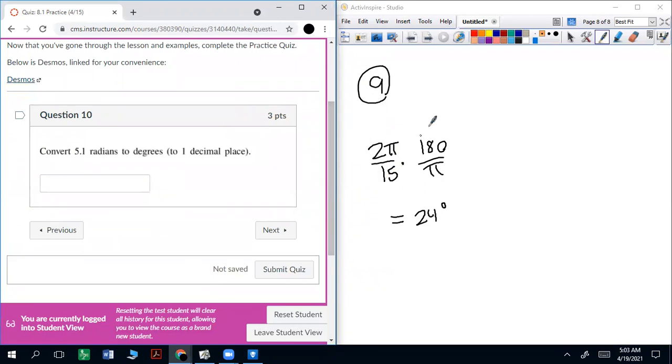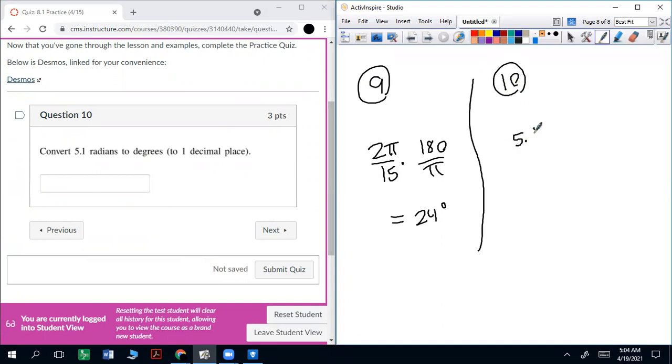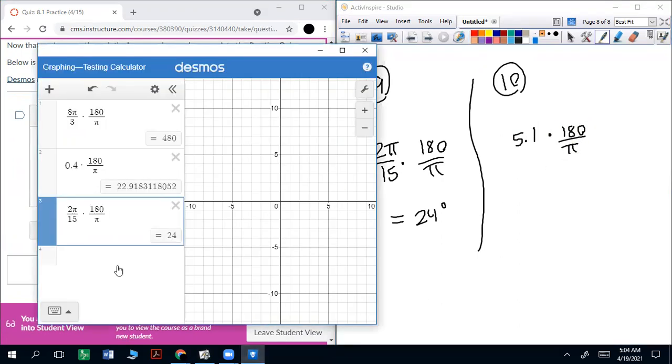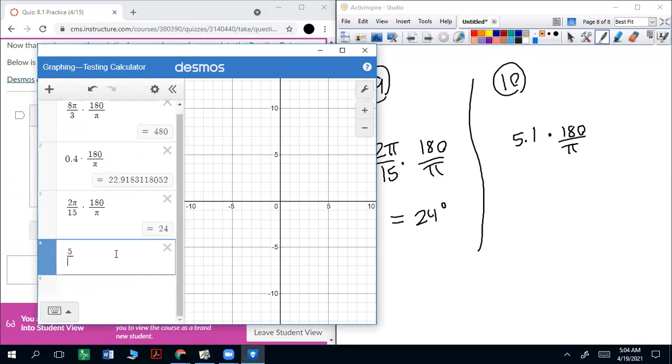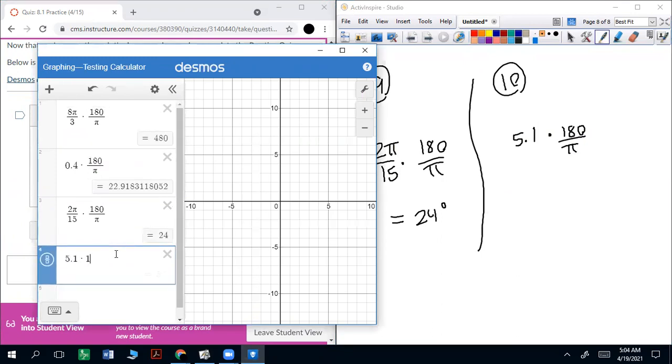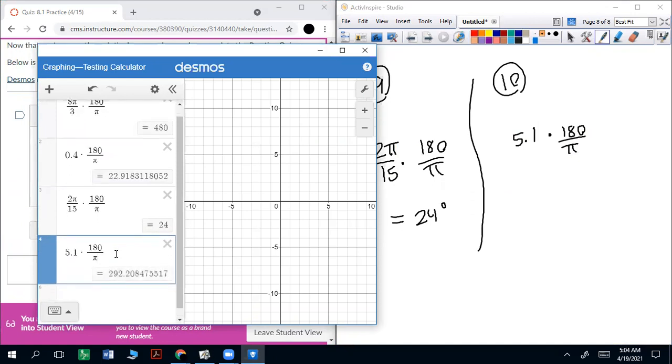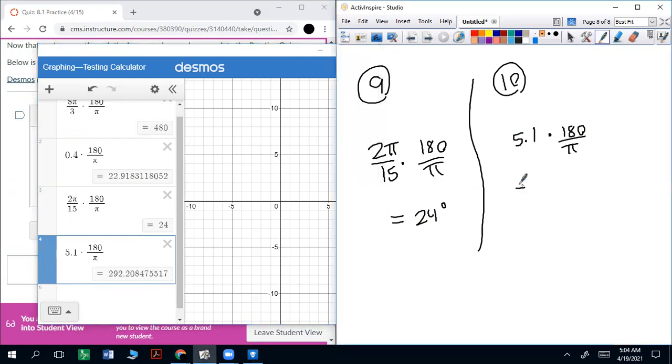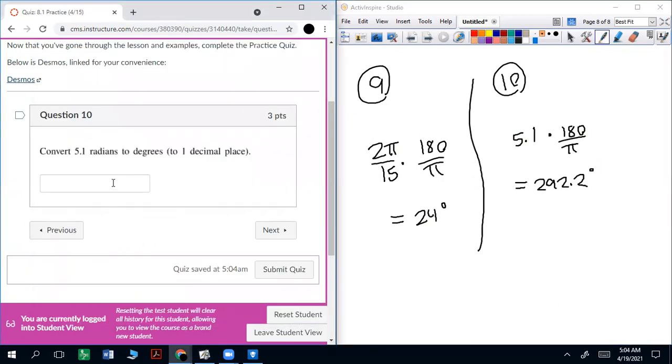Number 10. For 5.1 radians to degrees, multiply by 180 over pi. That'd be about 292.2 degrees. Round to the nearest 1 decimal place, so 292.2.